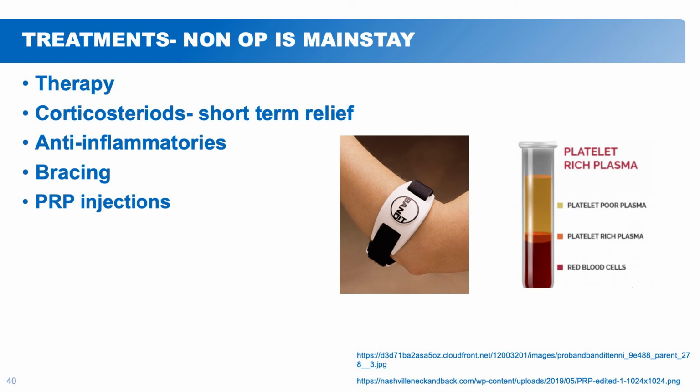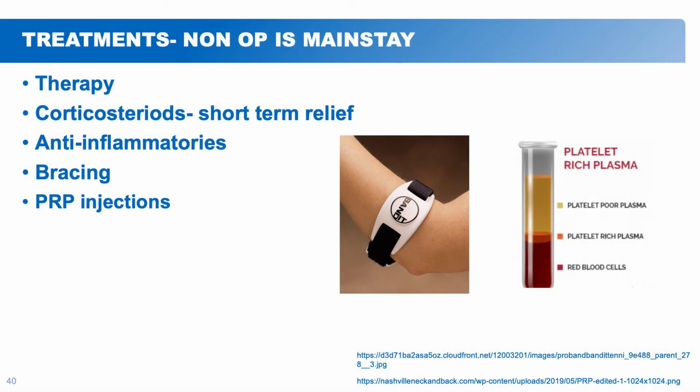Anti-inflammatories, bracing, and what's called PRP, or platelet-rich plasma injections. With that, you take a blood draw, spin it down in a centrifuge, and then take that center platelet-rich region and inject it into the area. It basically tells that tendon to start healing, providing growth factors and healing factors to that region, and it's actually shown to have pretty promising results.